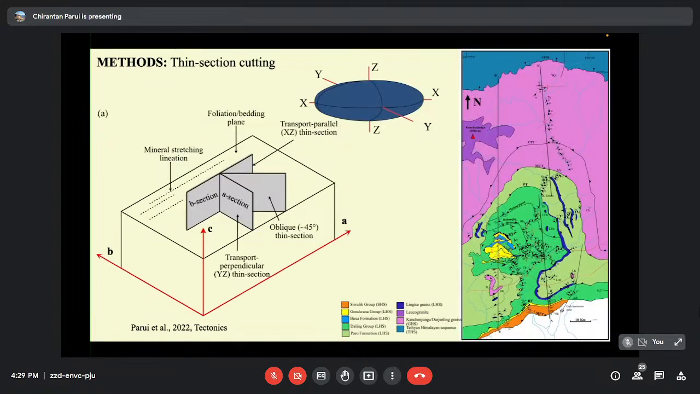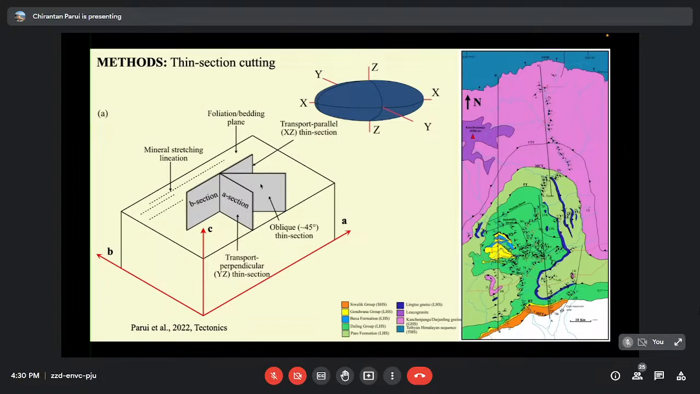Now, to document penetrative strain, I have collected quartz-rich rocks from all the exposed thrust sheets. In the field, I have oriented my sample with respect to the tectonic foliation, which tracks the XY plane of the strain ellipsoid. Now, to get the X direction, I have used the mineral stretching lineation. So now I have got the XZ thin section parallel to the mineral stretching lineation and perpendicular to the foliation plane, and the YZ section perpendicular to the mineral stretching lineation.